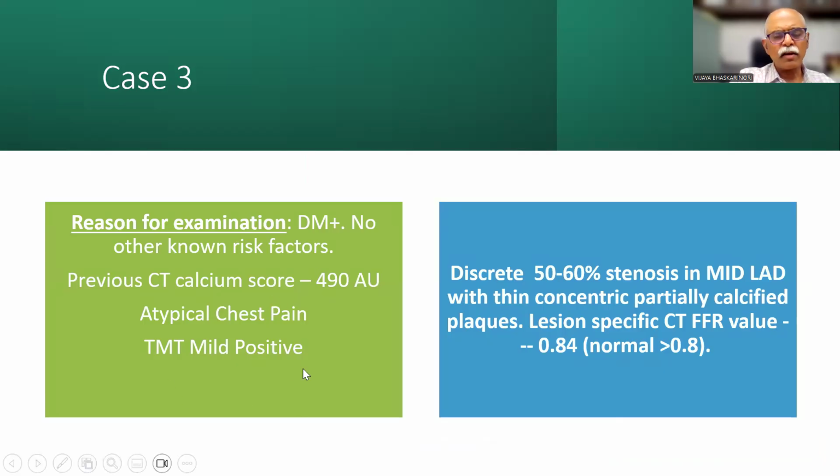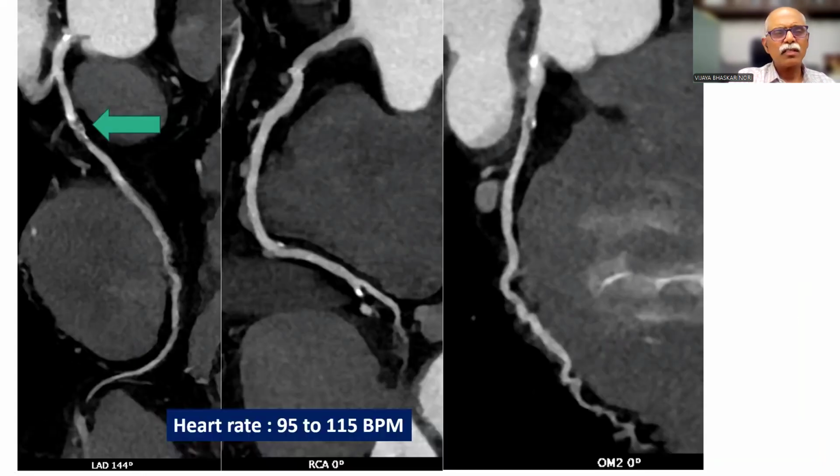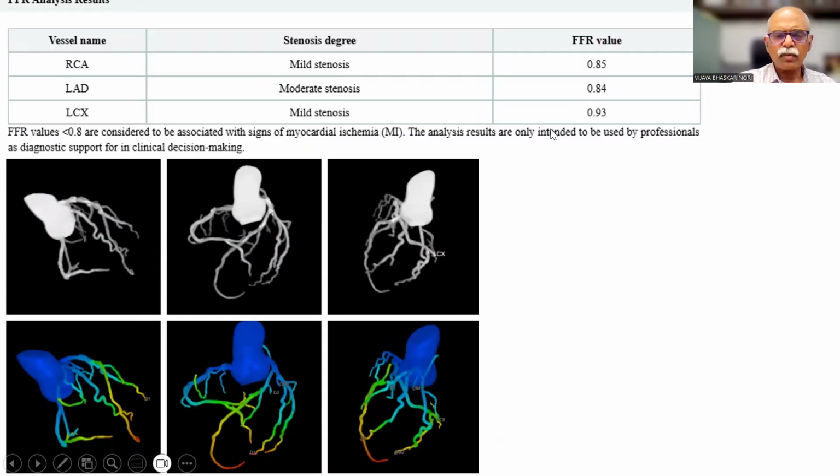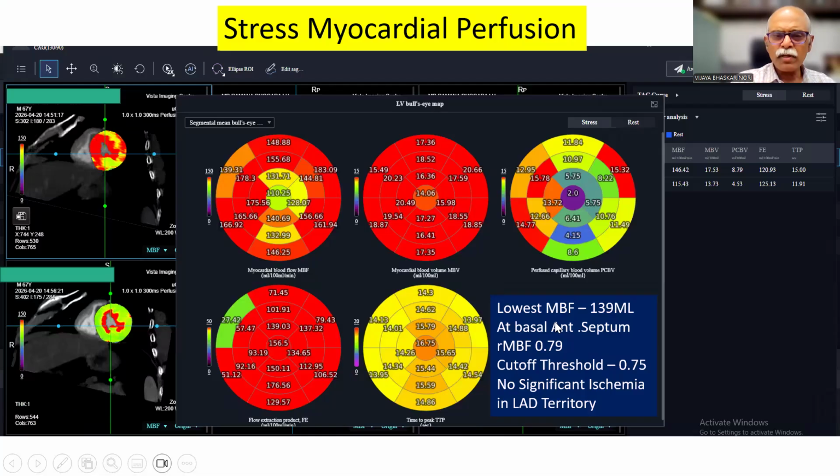Now, case 3, the patient is a diabetic, no other known risk factors, CT calcium score 490 Agatston units, atypical chest pain, TMT mild positive. On CT angiogram, 50-60% stenosis in mid-LAD with calcified plaques. CTFFR is 0.84, that is within normal limits. On CT angiogram, you can see that there is definitely a borderline stenosis in mid-LAD. LCX, there is mild disease. FFR is within normal limits.